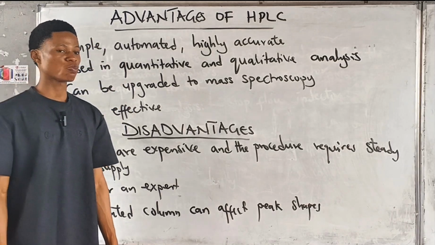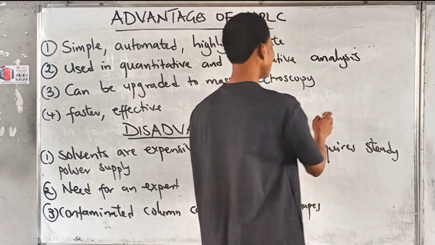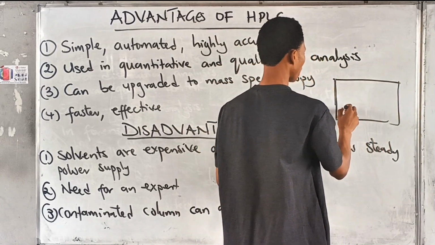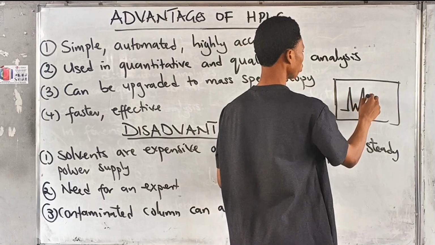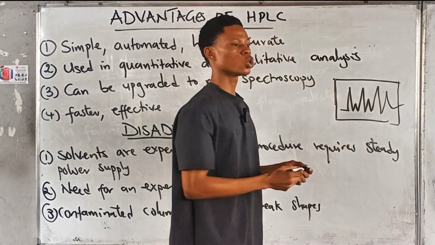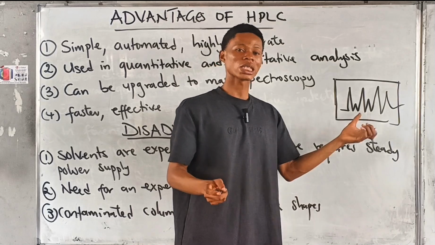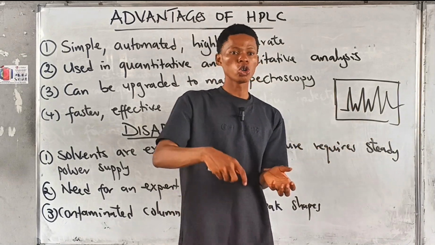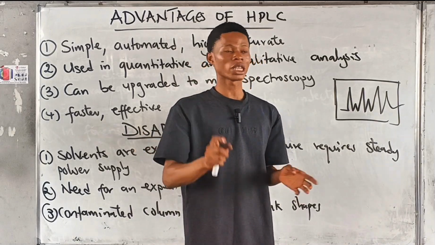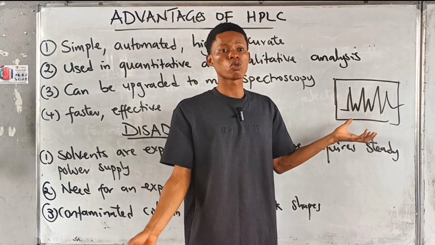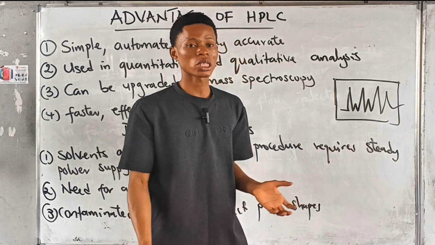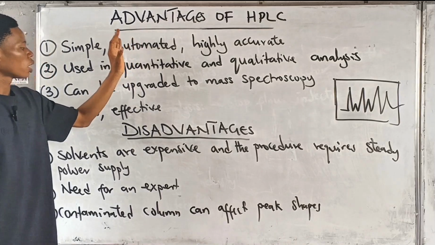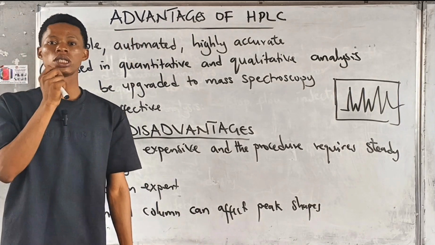Contaminated column can affect peak shapes. Now, remember that the detector used have the ability to convert electrical signals into peak like this. And it is this peak that can be used to tell the quantity of a particular analyte. Now, if the column we're using, the HPLC column, is contaminated, the shape of this peak will be affected, and so we'll have wrong result, false result. So that is why cleanliness of the system is required. Alright, so these are the advantages and disadvantages of the HPLC.